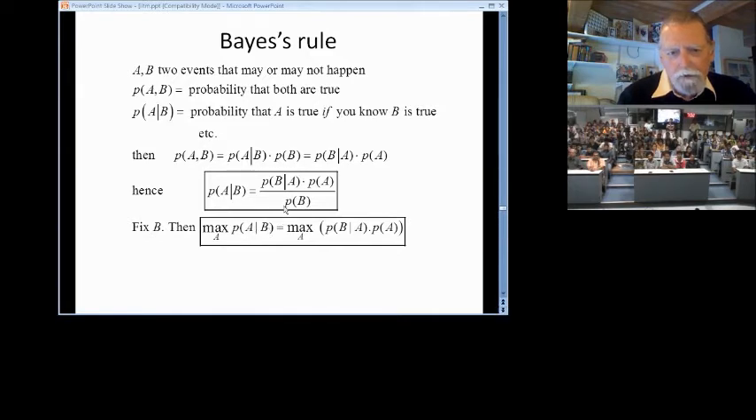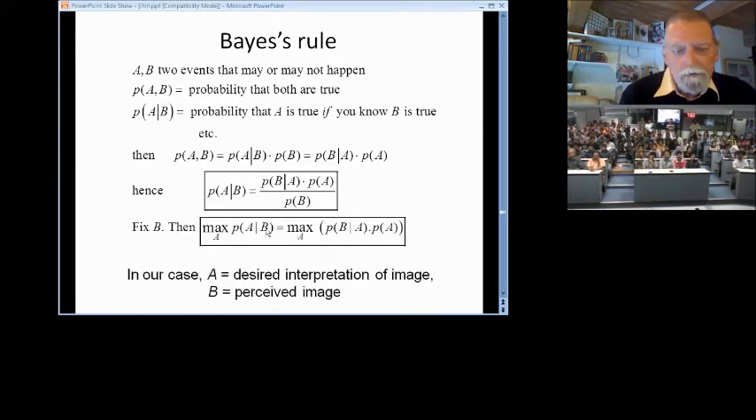Well, if B is fixed, you can ignore this term here, and this is going to be the same as the maximum of these two. So this is called the prior probability of your interpretation A. So that's your background information. And then there is the impact of the specific data B, given by to what extent, if A is true, it would have caused the data B to be present. So in our case, B would be the perceived image, and A is the interpretation of the image. And so you're maximizing this because you hope to have a model of this by modeling the nature of the world, which is a gigantic task, but it's one a lot of people envision undertaking.